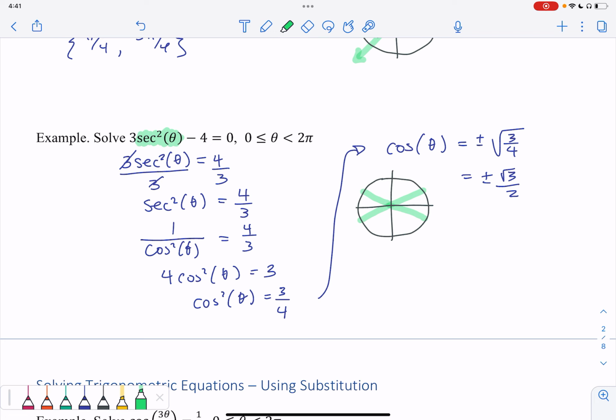And so I get actually 4 angles. 1, 2, 3, 4. And again, it's just saying do this only in between 0 and 2 pi. So I just need 4 angles there. This is pi over 6, 5 pi over 6, 7 pi over 6, and 11 pi over 6.